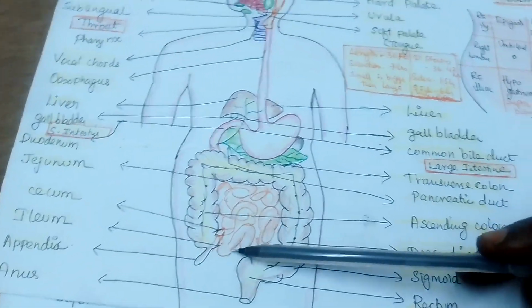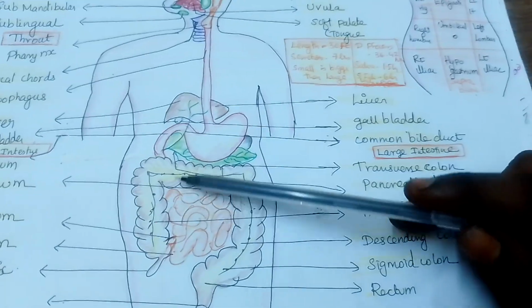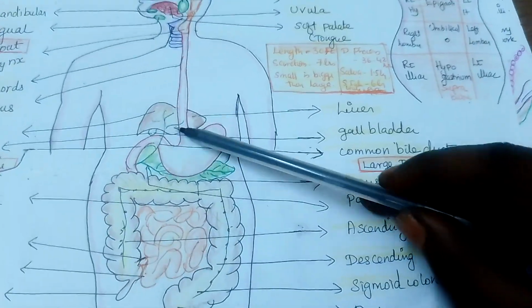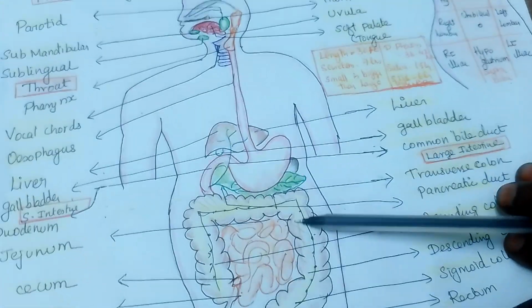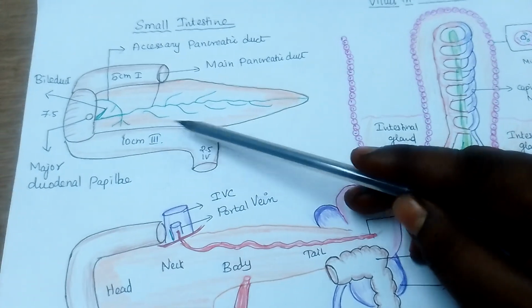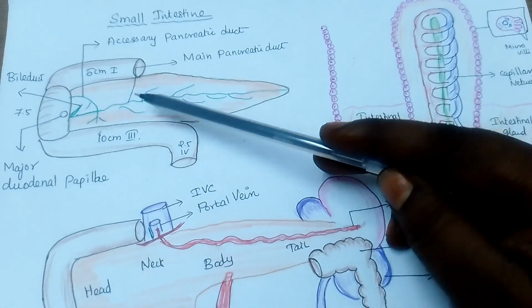This is the ileocecal junction. So duodenum, jejunum, ileum: this is called the small intestine. Okay. First we will see about the duodenum. The duodenum is nearly a C-shaped structure. It is the first part of the small intestine.